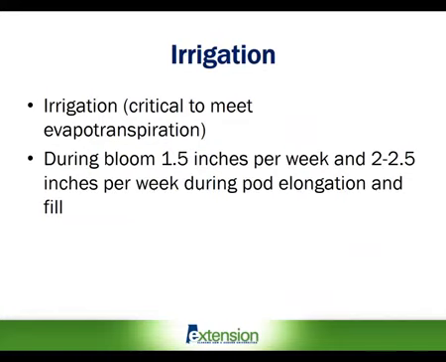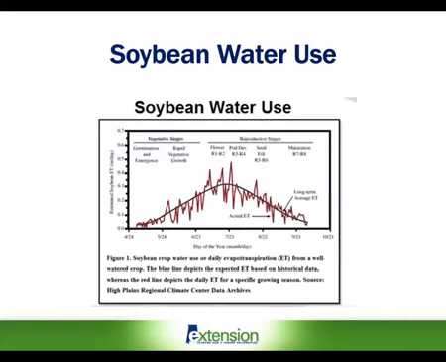Now, most of our growers don't have irrigation, but for those that do, it's critical to meet the demands of evapotranspiration. And that's during bloom about 1.5 inches per week. Once you get into pod elongation and pod fill, you're talking about 2 to 2.25 to 2.5 inches per week. Now, when you look at our water use chart, of course, when you start to get the flower and pod elongation, pod fill, that is your highest demand for water.